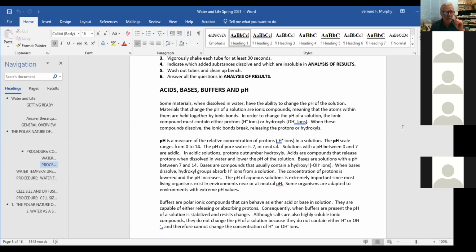Because every aqueous solution has a pH. Every aqueous solution is going to have hydrogen ions and hydroxide ions. Why? Because of the ionization of water. Water breaks apart. Let me show you that.